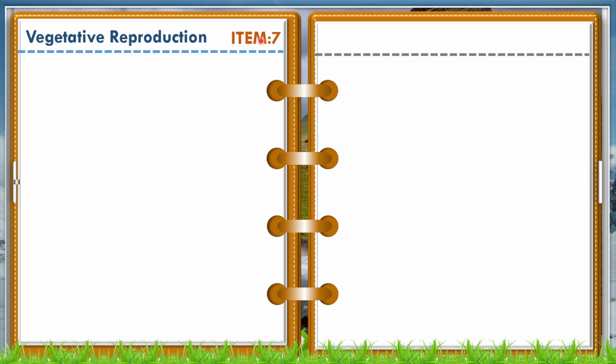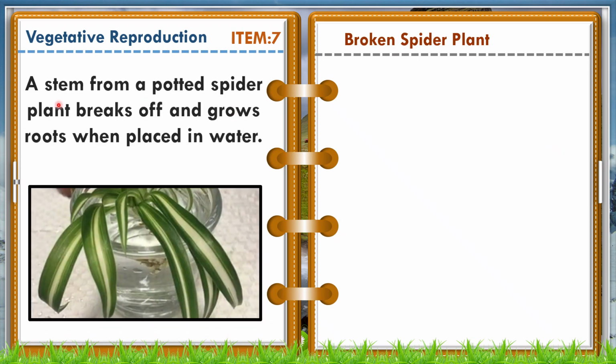Vegetative reproduction, item 7. We are looking at a broken spider plant. A stem from a potted spider plant breaks off and grows roots when placed in water. So here we have the spider plants. They have put them in water. They are going to develop their roots and they will develop into a new plant.